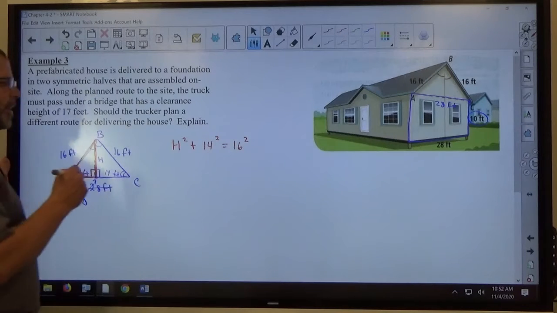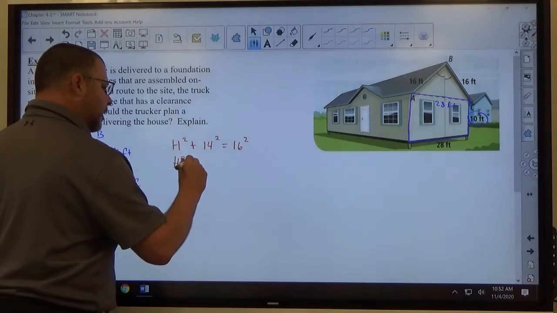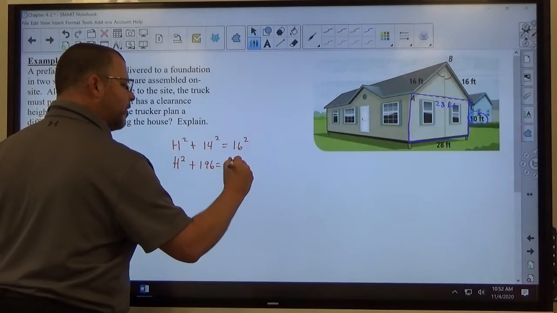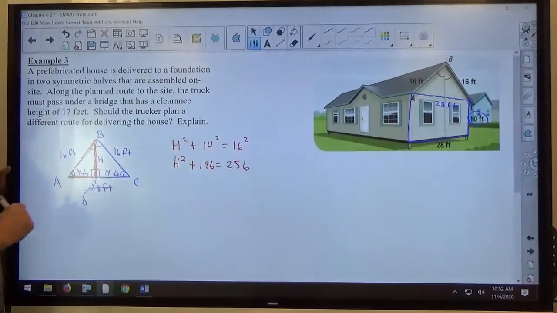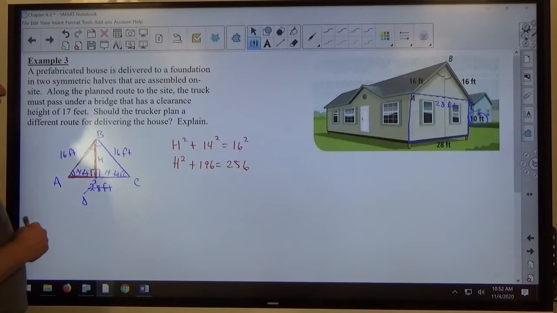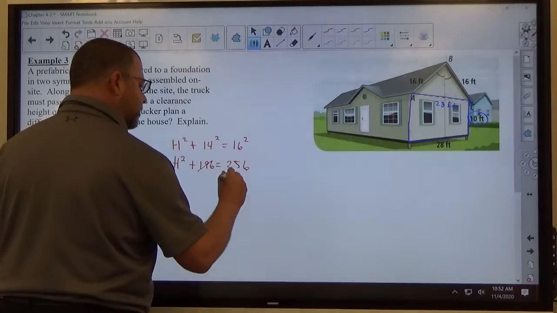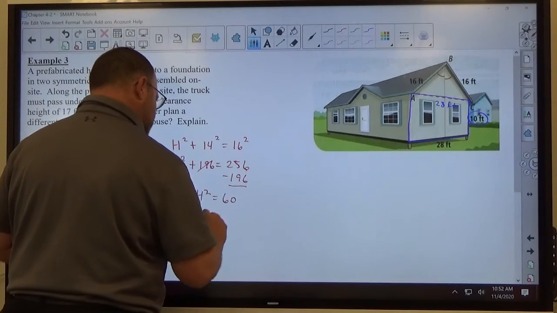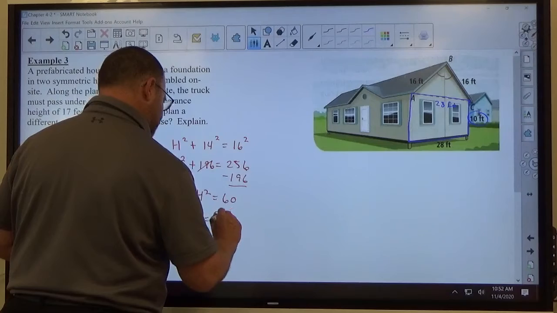If I work this out, 14 squared equals 196. 16 squared equals 256. If you've not yet memorized all your numbers, 1 squared through 25 squared, you should. It saves you tons of time. There's this little test called the ACT happening in a couple of years. The more time you can shave off that, the better. Knowing your perfect squares is helpful. So 196 and 256. If I subtract the 196, I get h squared equals 60. So h is going to equal the square root of 60.